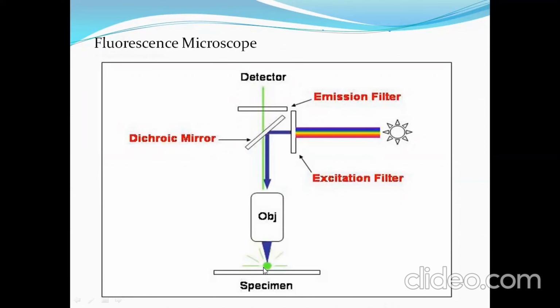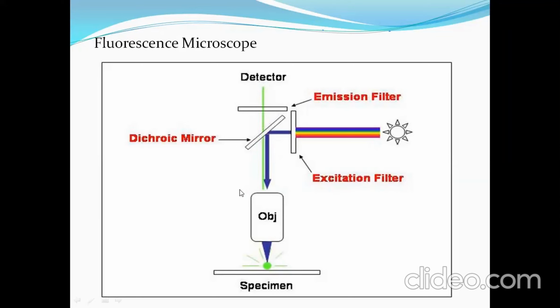Whereas the light which is emitted after excitation, the emission wavelength, say 600 nanometer, which is much higher than the transition value of this dichroic mirror, will be transmitted through the dichroic mirror, and ultimately through the emission filter, and reaches the detector, right?